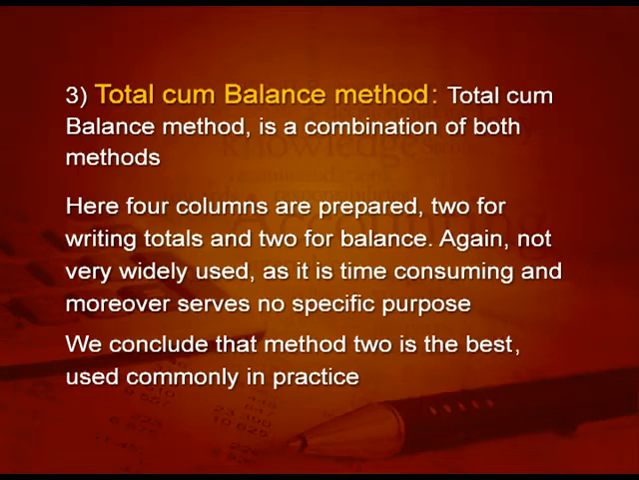Coming to method number 3, which is total cum balance method. It is a combination of both the methods. Here we prepare 4 columns. First for totals and then for balance. 2 columns for totals and 2 for balance. Again, it is not very widely used, as it is very time consuming and moreover it serves no specific purpose. So, what we conclude is that method number 2 is the best, used commonly and in practice.